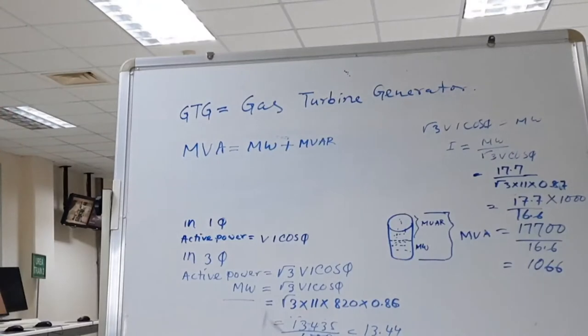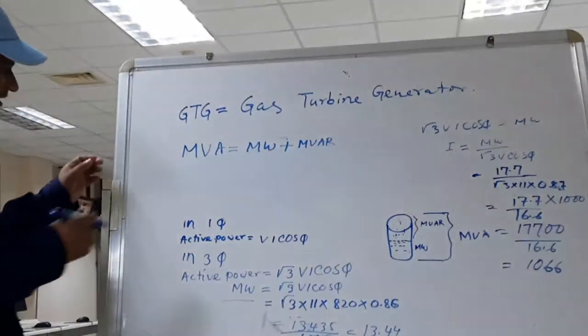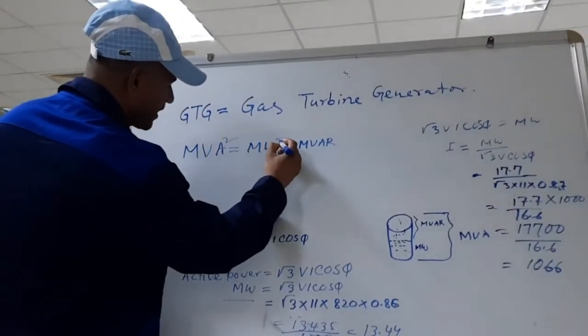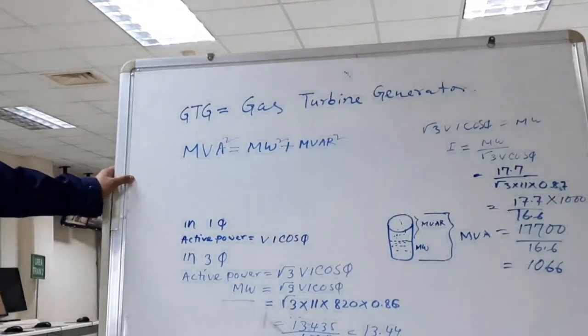Apparent power also has one rule. How do you calculate apparent power? So I am telling this rule: MVA square equals megawatt square plus megavolt ampere reactive square. This is the rule.